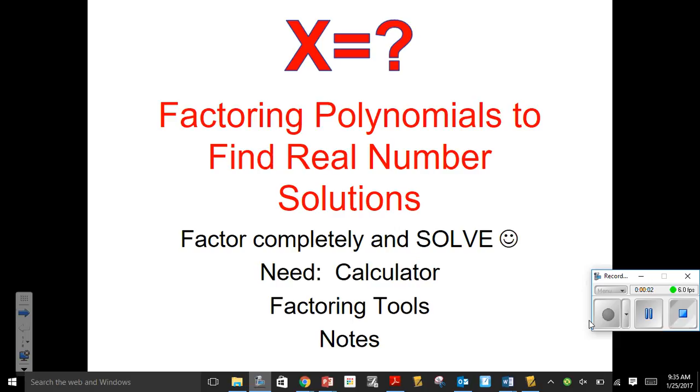Good afternoon, ladies and gentlemen, and welcome to Algebra 2, Factoring Polynomials to Find Real Number Solutions. We are going to be factoring completely like we did yesterday, and now we are going to be solving them. Okay, so you need your calculator and your factoring tools and your notes, and we will get started.